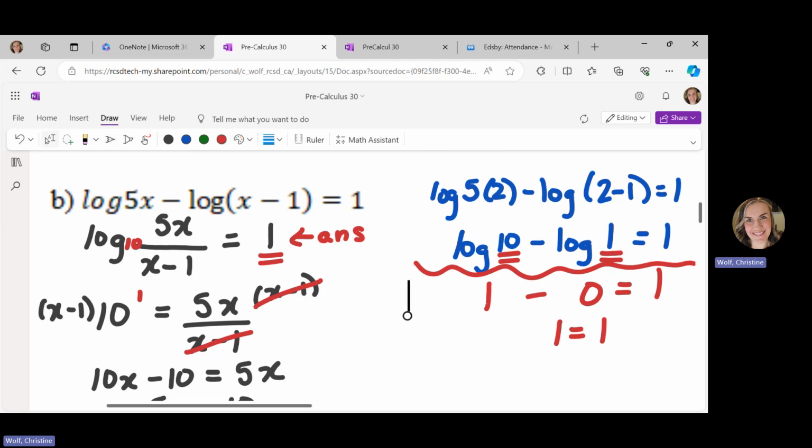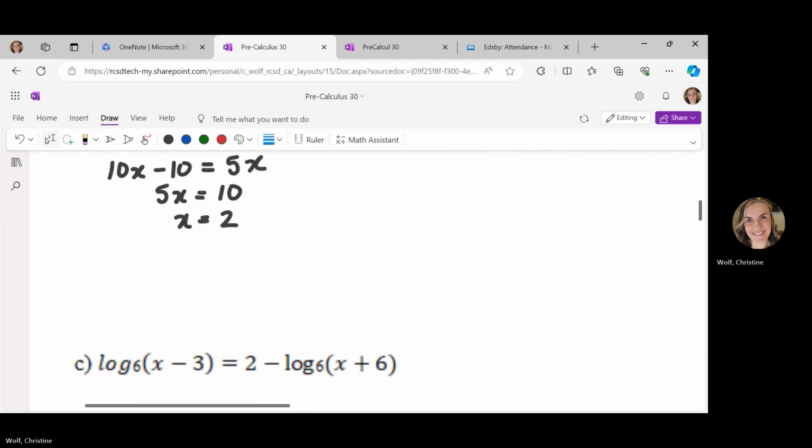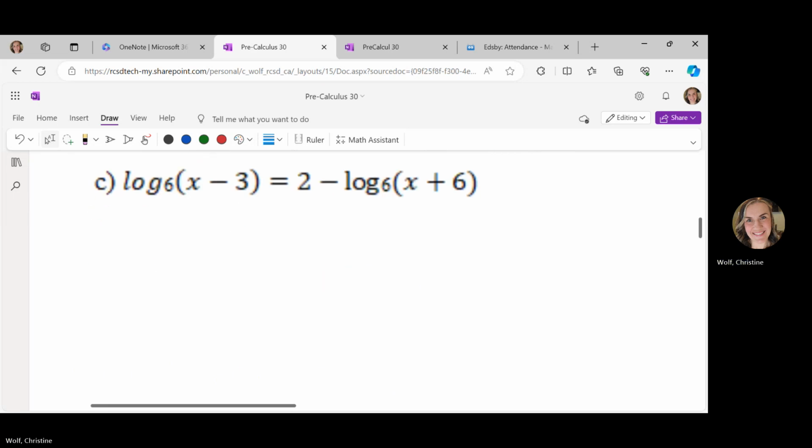On to the next. Log 6x minus 3 equals 2 minus log 6x plus 6. Okay. Any guesses?